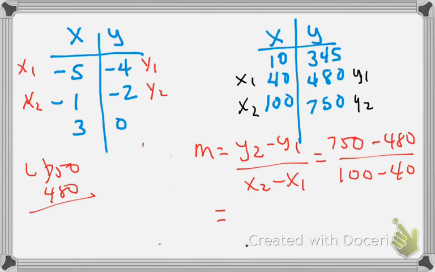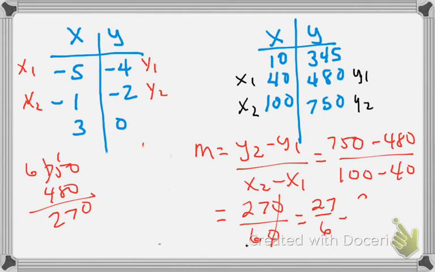If you don't have a calculator, you just basically do it this way. So it looks like it's 270 over, looks like the other one's 60. Now, they both end in 0, so I can mark those out because we're dividing by 10, so I have 27 over 6. They're both divisible by 3, so it looks like 9 over 2. So our slope is 9 over 2.